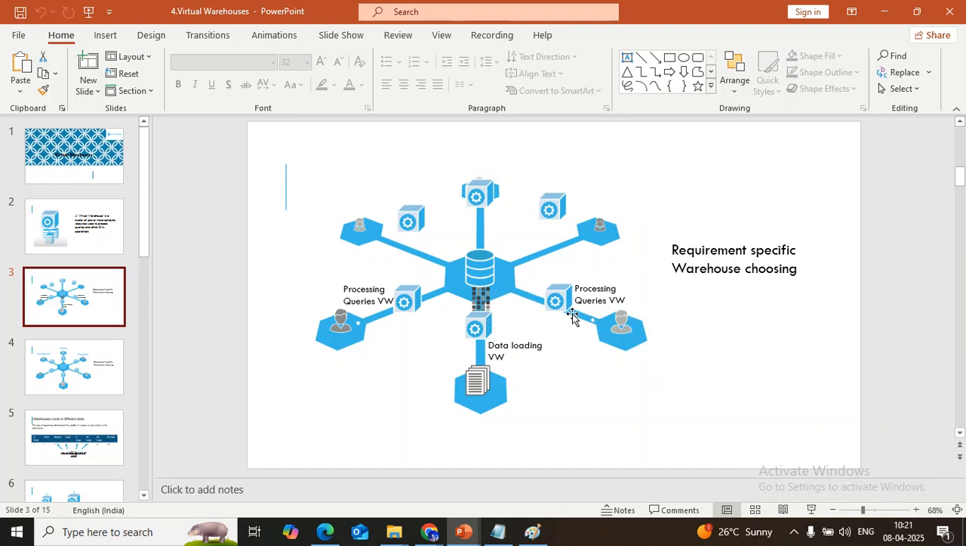And this way, I have taken the medium warehouse size and multi-cluster and given access to 100 people, because these are very senior people and they are dealing with a huge volume of data, right?